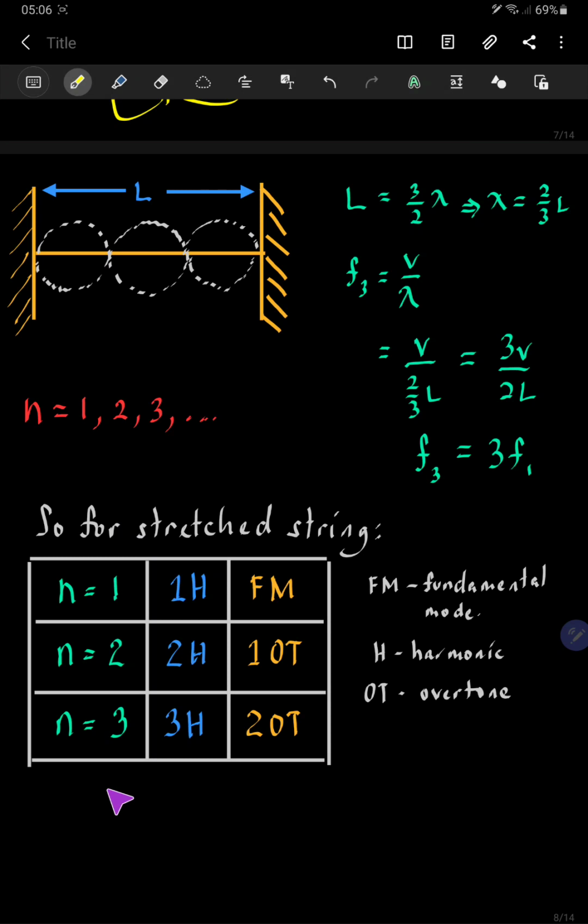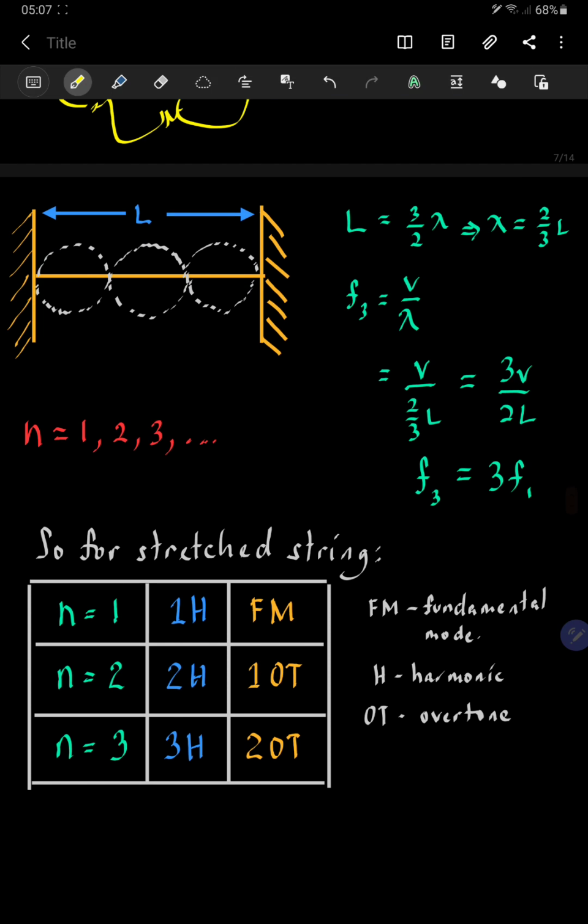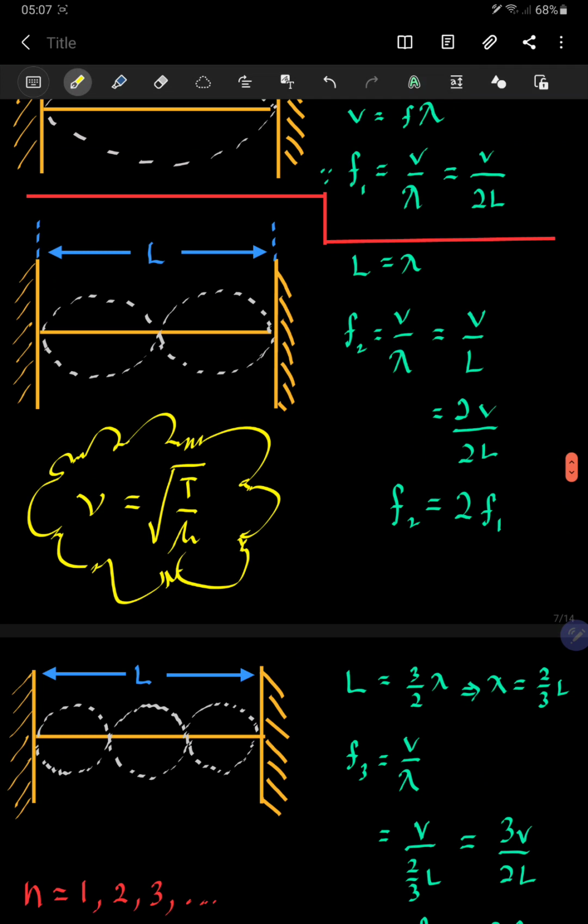3, 4, 5 until nth, where n1 represents the first harmonic, n2 represents the second harmonic, n3 represents the third harmonic. The first harmonic is our fundamental mode, nada asas, and then the second harmonic represents our first overtone, nada lampau pertama, and the third harmonic represents our second overtone. So 1, 2, 3. Remember that is for the stretched string.